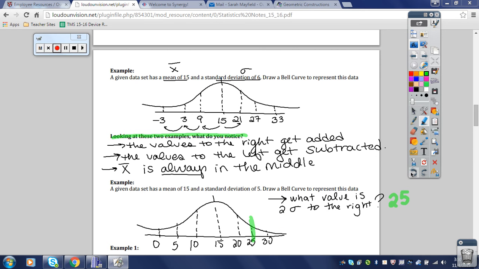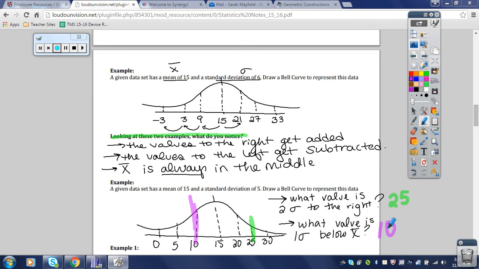Oops, let's write in pen. What value is 1 standard deviation below x bar? So if I'm talking about below, am I talking about left or am I talking about right? Well, I'm talking about left. So I'm going to go 1 standard deviation to the left. So here's my mean. Here's 1 standard deviation to the left. Okay? That is 10.